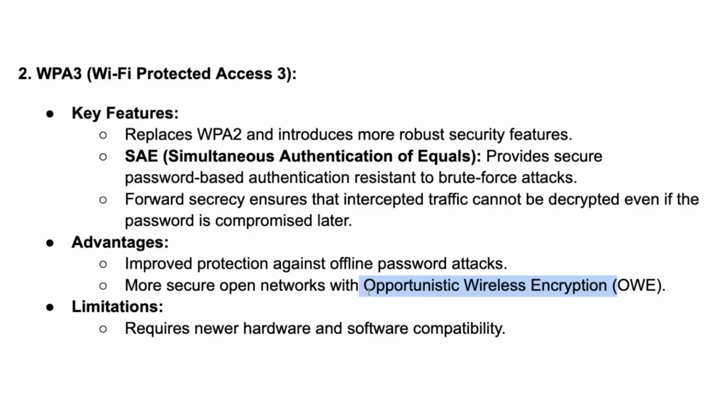Opportunistic wireless. I feel like that's how you're supposed to pronounce it. I don't know if my accent is kicking in, but okay, whatever. It's more secure open networks with the Opportunistic Wireless Encryption, also known as OWE. The limitation is that it requires newer hardware and software compatibility. So this is for more recent devices.